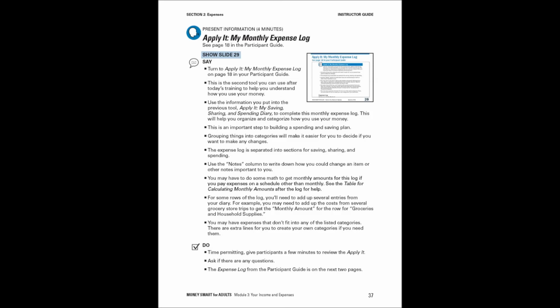This is on page 18 in the participant guide. And they're going to use the information that they put in the previous tool, the saving, sharing, and spending diary, to complete this monthly expense log. So you have to do the first one in order to do this second one. Now, this is an important step to building a spending and saving plan. So make sure to emphasize that.